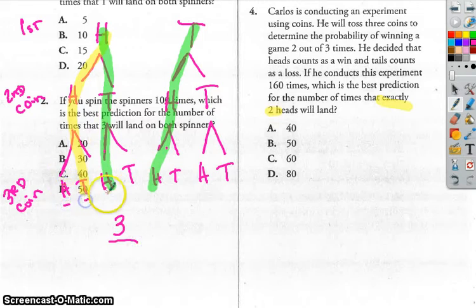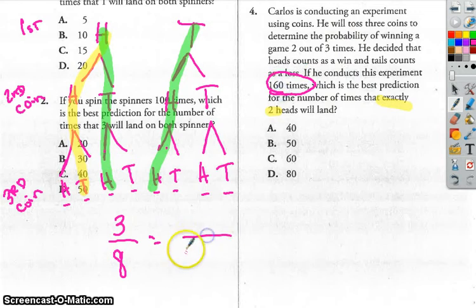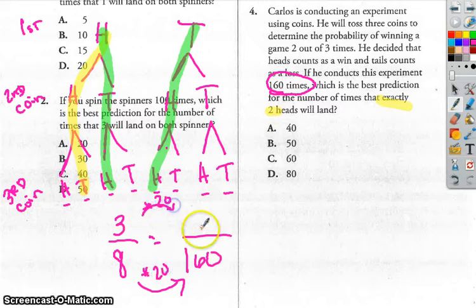So I've got 3 favorable outcomes versus 1, 2, 3, 4, 5, 6, 7, 8 possible outcomes. And we're going to do this experiment 160 times. And if you look here, that would be times 20. So then times 20, and that will give us 60 there.